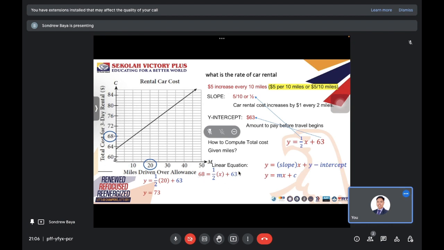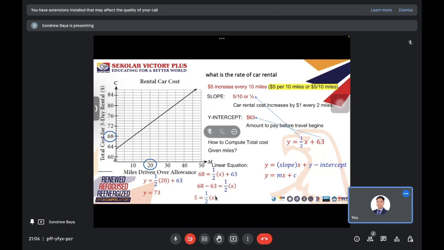So doing a little algebraic manipulation, we can transfer 63 to the other side, so that we can isolate the variable x. This now becomes 68 minus 63 equal to half x, which gives us 5 equal to half x. Now take note, to solve for x, we need to isolate it. So if we multiply this by 1/2 to cancel the half, we double this, or we multiply this by 2.